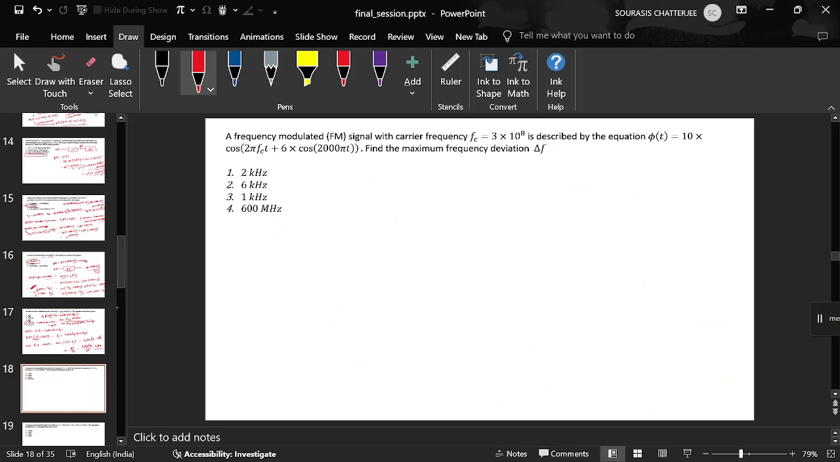Next we have a frequency modulated signal with a carrier frequency and described by this expression. What is the maximum frequency deviation, del f? Our frequency modulated signal is given as phi(t) equal to 10 cos (2 pi fc t plus 6 times cos 2000 pi t). Here fc is given as 3 into 10 to the power 8.